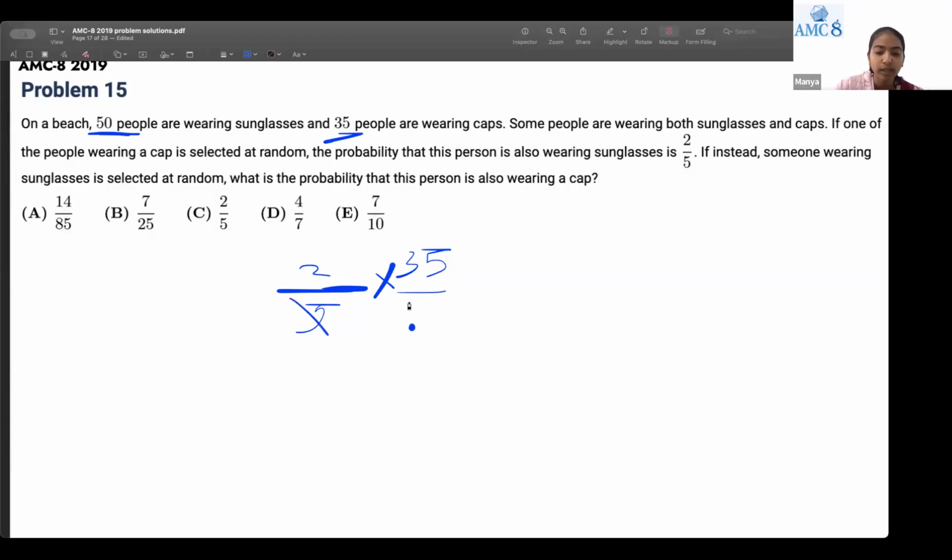If we solve this, we get 2 times 7, which is equal to 14. So 14 over 50, where 50 is the total number of people wearing sunglasses, and 14 is the number of people wearing both caps and sunglasses. So 14 over 50 is equal to 7 over 25. And that's how we got our answer choice B.